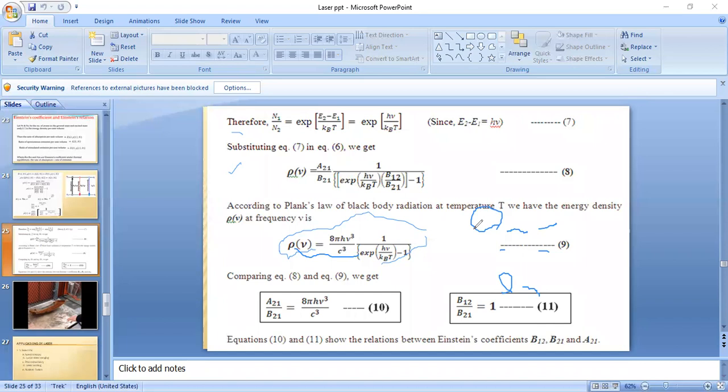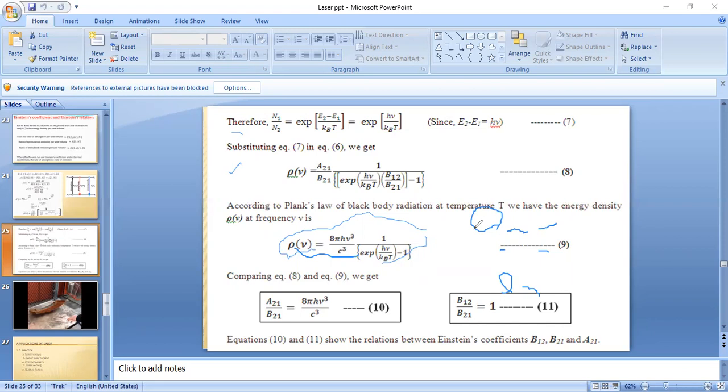So you could express equation 10 in other words: if you bring B21 to the right-hand side, the stimulated emission process will have a multiplying factor, 8 pi h nu cube by c cube. You could say this is the amplification factor, more than the amount of energy produced by means of the spontaneous emission process. So we say that the stimulated emission process will have a greater amplification than the spontaneous emission process.